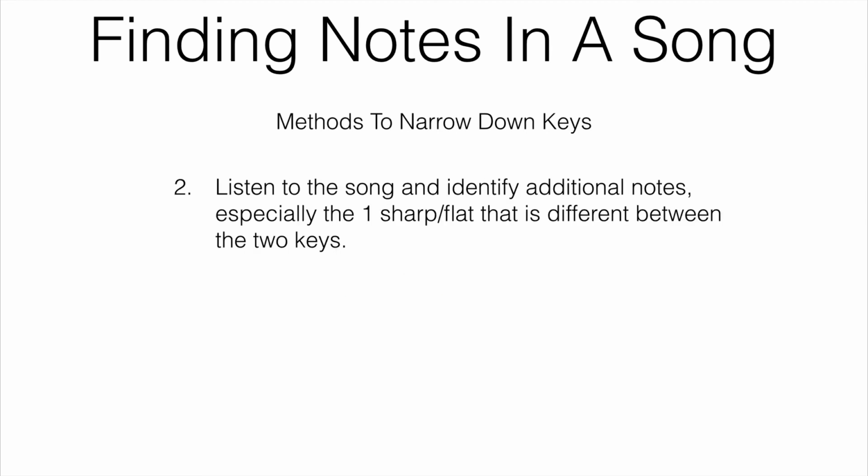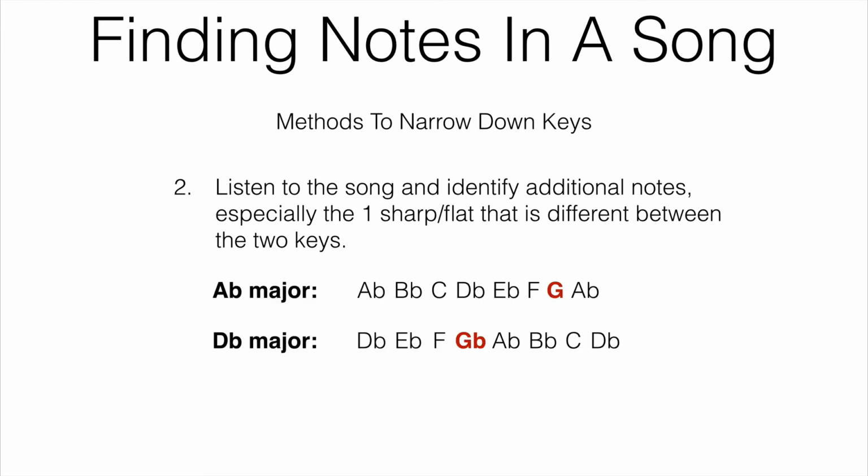The second way that we can narrow down the key even more is by trying to hear more notes from the song. We can use our logic and be a little bit smarter about this process. When we find more than one key option, there are always keys that differ by 1 flat or sharp. What's the difference between A flat major and D flat major? A flat major has a G natural and no G flat, and D flat major has a G flat and no G natural. If we can hear a G or G flat in the song, then we know what our key is. Let's listen to a couple more notes by listening to the singer's melody.